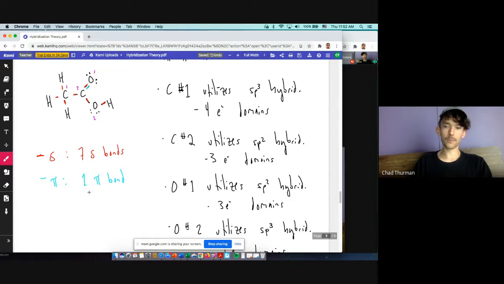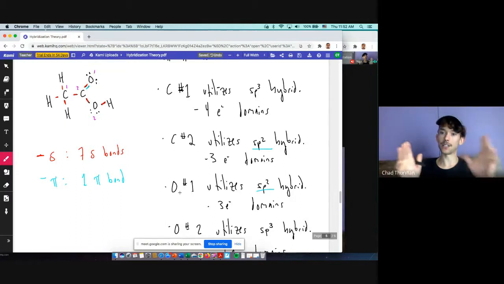Now, you should all be having an aha moment right now, hopefully. The location of the pi bond should make perfect sense. Why is it that the carbon is able to pi bond with that oxygen? Because they're both sp2. They both have a leftover unhybridized p orbital to interact with each other and form that pi bond.